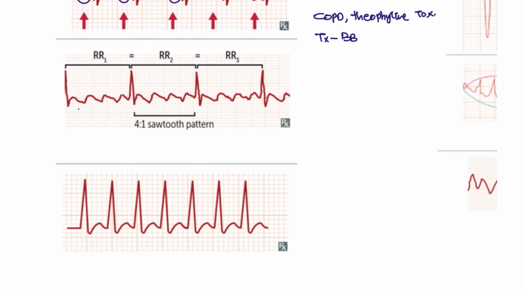Next, here you can see a sawtooth appearance, but the P wave is present. This is known as atrial flutter. This is the atrial flutter condition, and in this patient we are going to give beta blockers.